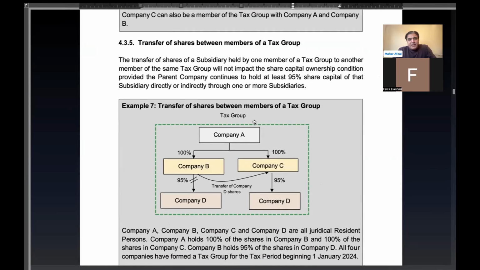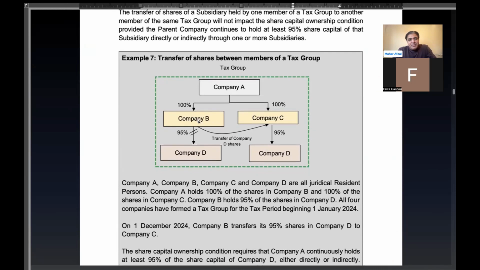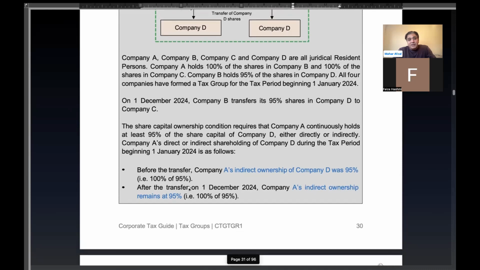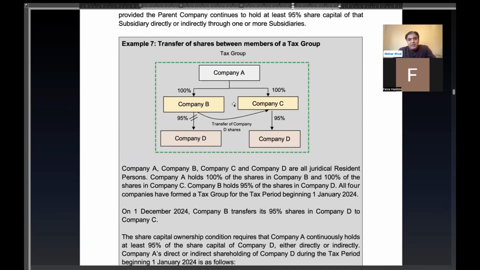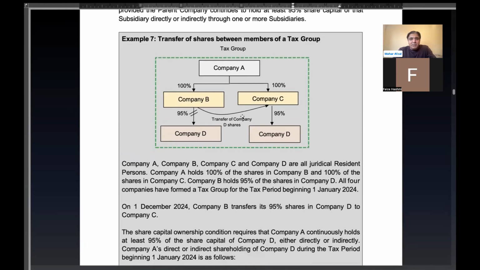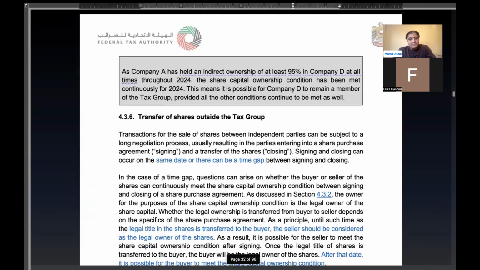In the transfer between the tax group members, initially B was holding 95% of D, now C is holding 95% of D. For A, it doesn't matter whether B is holding or C is holding. In both conditions, A has an indirect ownership of 95%. Initially it was through B, here it was through C. In both conditions, A is holding 95% in D, so they can become a part of the tax group, and these conditions have been met continuously throughout the year.